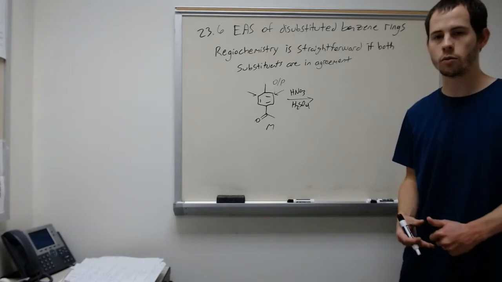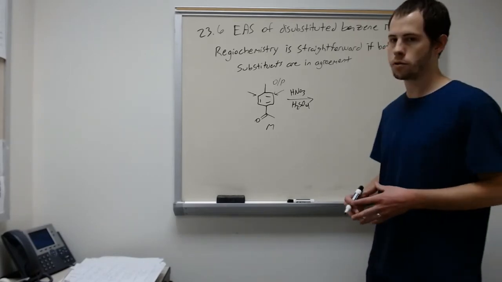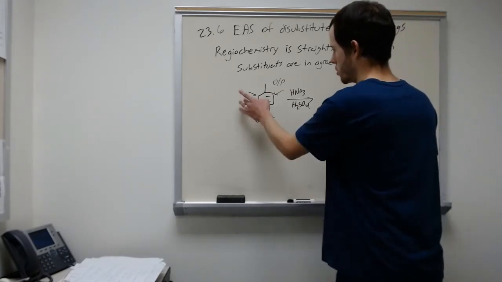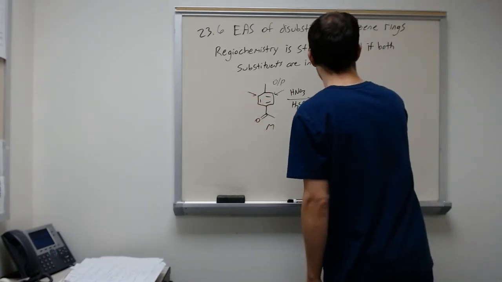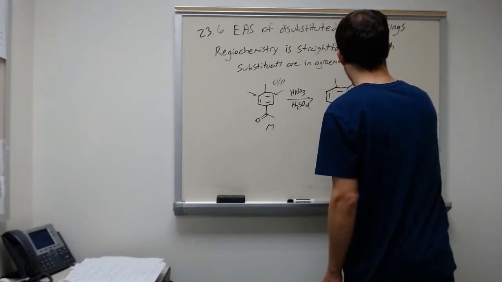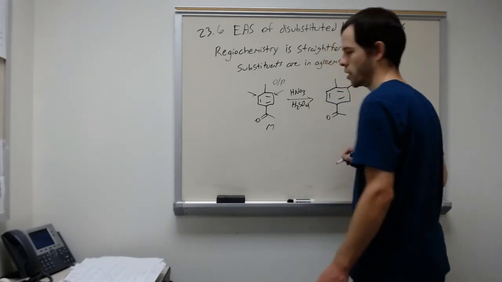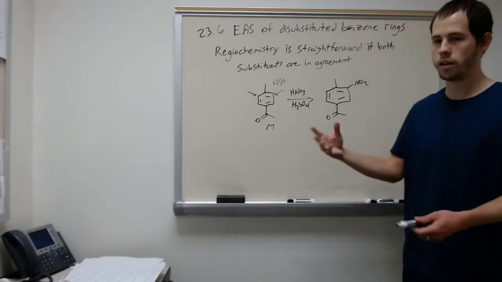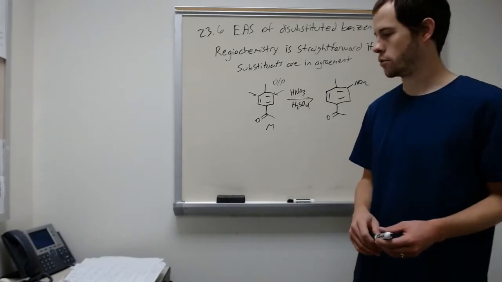So the para position is blocked, we cannot go there. And so these two substituents direct to the same spot. And so we're going to get addition at one of these carbons, to get something like this. So again, if your substituents are in agreement, then that is where the electrophile will go, and there's no question about it.